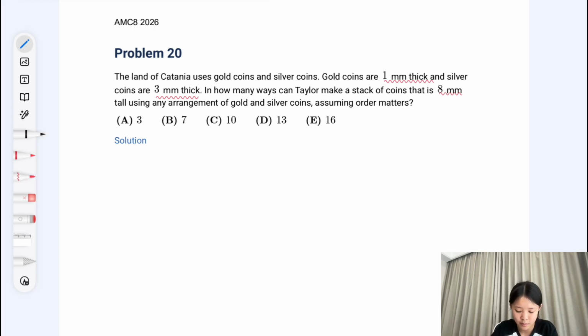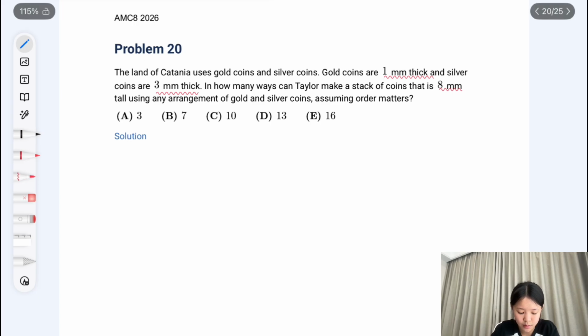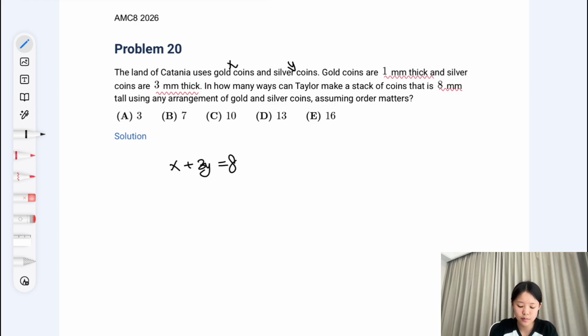So we can take the number of gold coins as x and the number of silver coins as y. And so that comes down to x plus 3y equals 8. And here, because the numbers are relatively small, we can just create a table with the number of x and the number of y.